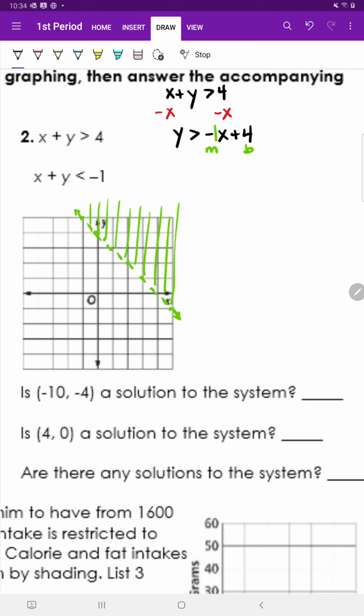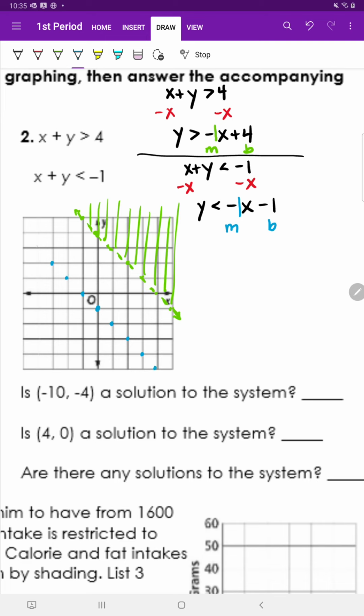Now let's look at our second inequality. Our second inequality starts out as x + y is less than -1. And to get that y by itself on the left, we need to subtract x from both sides. So we end up with y is less than -x - 1. We don't have a number written here, so I'm going to throw a 1 in front of our x, which means our m is -1 and our b is -1. So let's graph this.